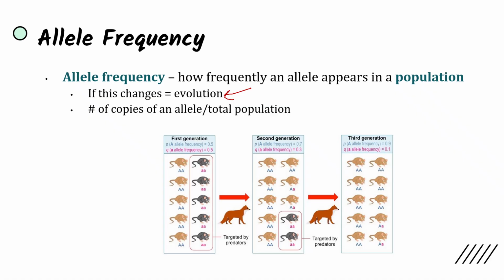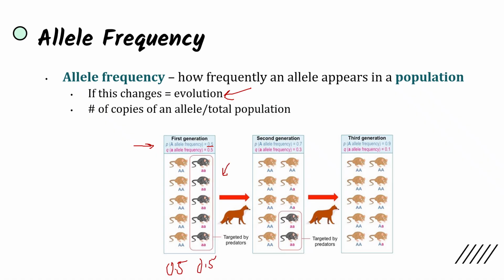And so you can see the allele frequency of a certain allele by counting the number of copies of an allele and dividing them by the total population. So in the first generation here, we can see that for the dominant allele, there was a 0.5 frequency. So half of the individuals had the dominant allele. And the dominant allele made up half of the whole population, and also half had the recessive allele.